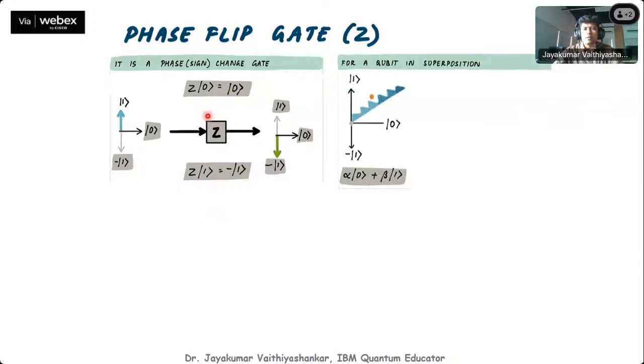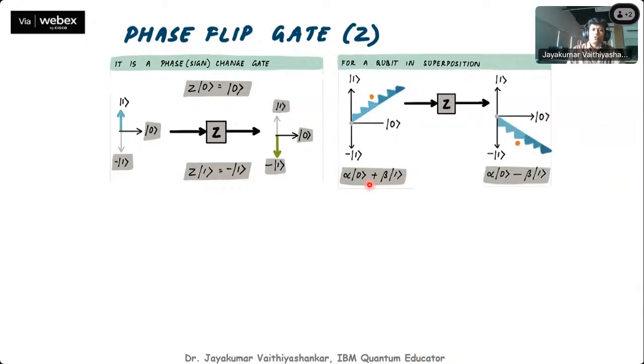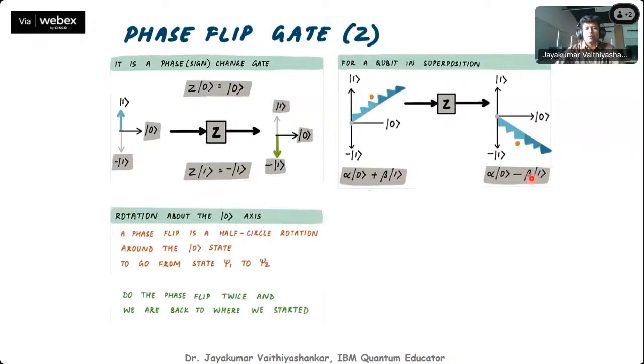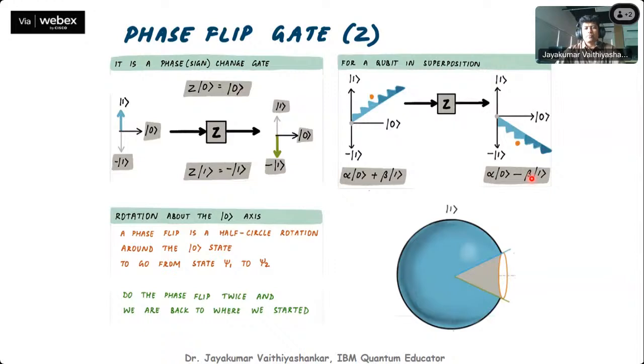If you are looking at the left side, in superposition, what happens? This is the superposition. It will change the sign of the second state. Look at this: this is the positive phase and this is the negative phase. Because of the phase change, it will introduce a negative sign in the second state. It will do a half circle rotation around state 0. I will share this slide, please go through it.